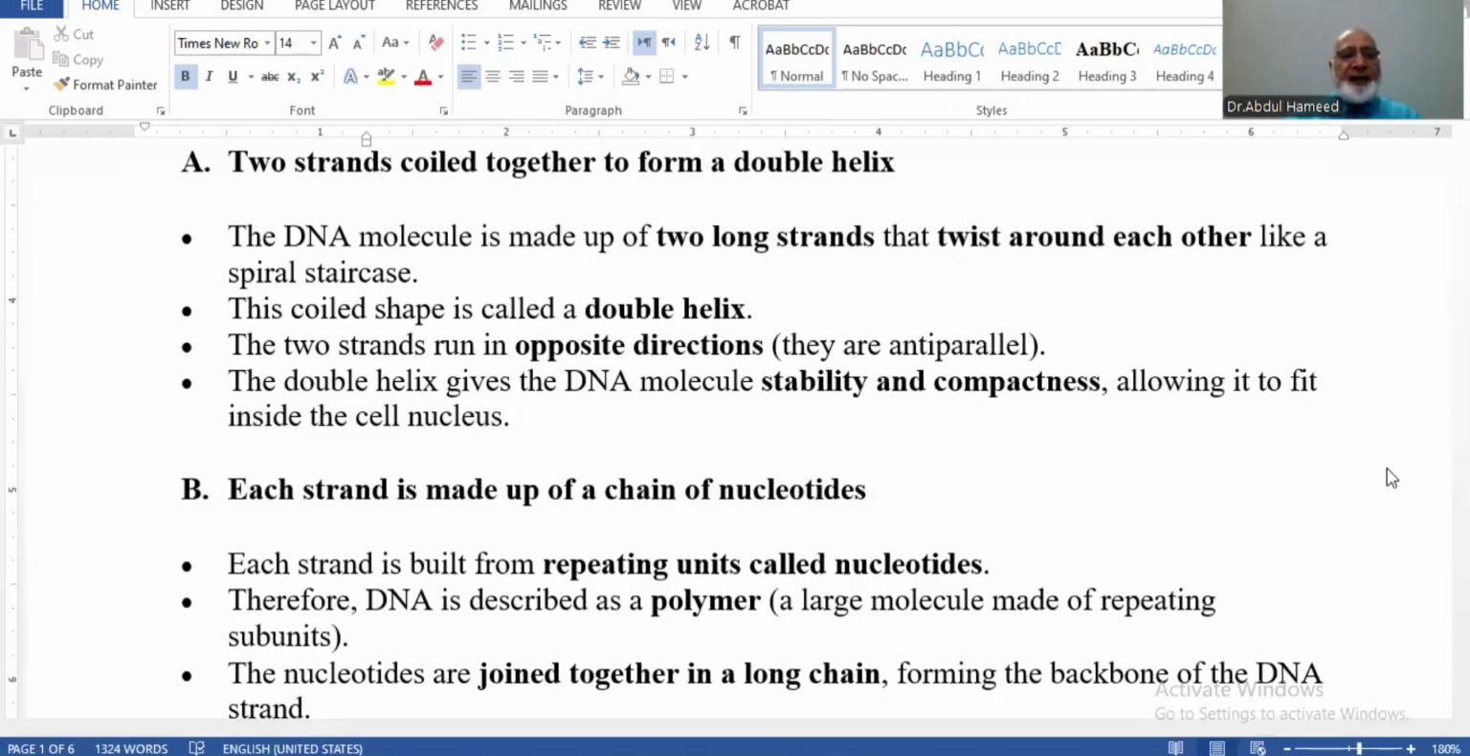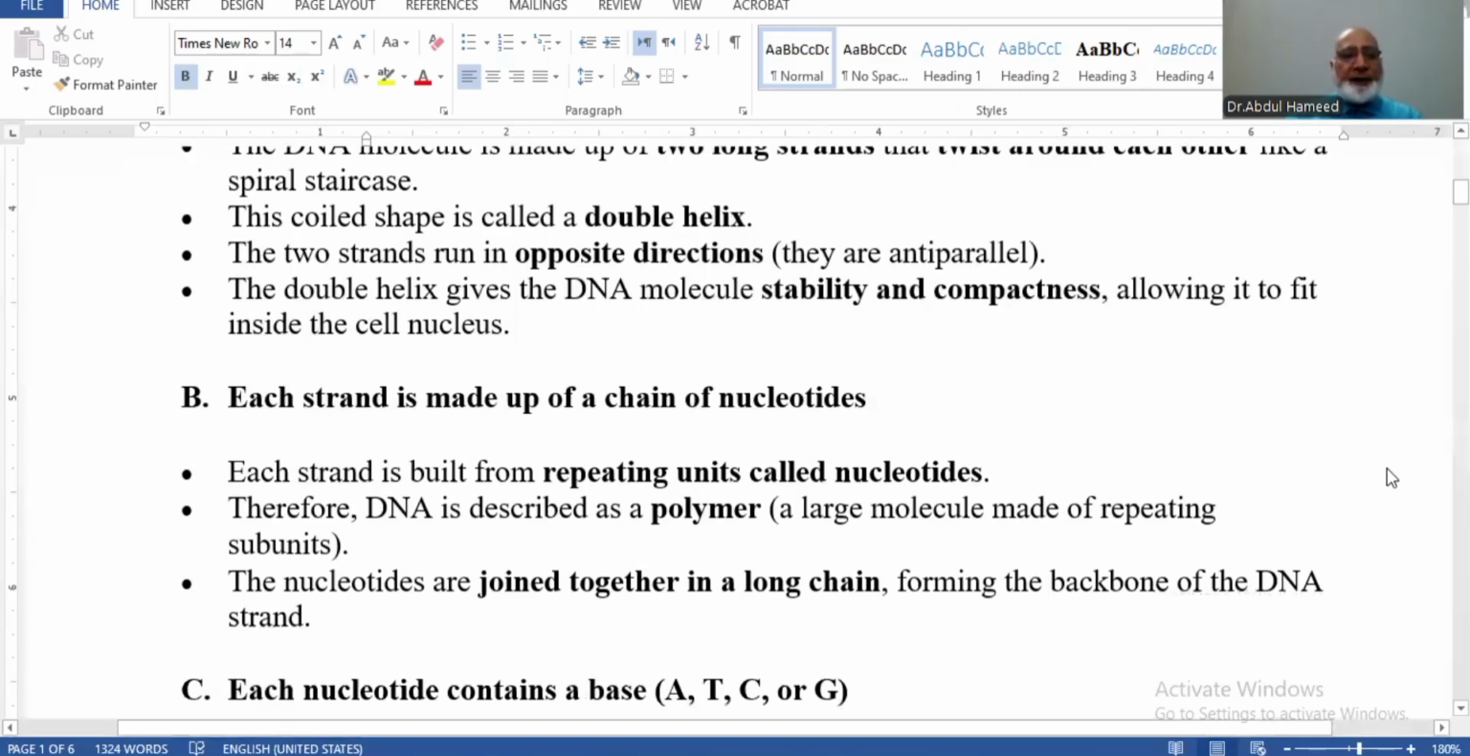Then comes: each strand is made up of a chain of nucleotides. Each strand is built from repeating units, and the repeating units are called nucleotides, just like the amino acid monomers in the case of proteins. Therefore, DNA is described as a polymer, a large molecule made up of repeating units, just like protein, which is a polymer of amino acids. The nucleotides are joined together in a long chain, forming the backbone of the DNA strand.